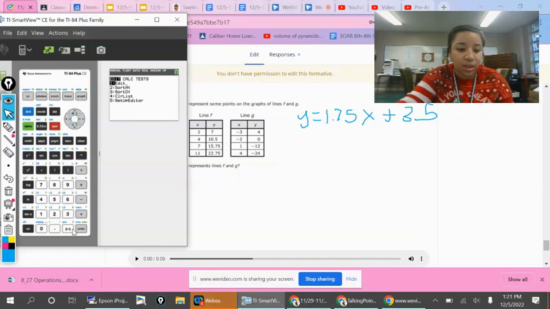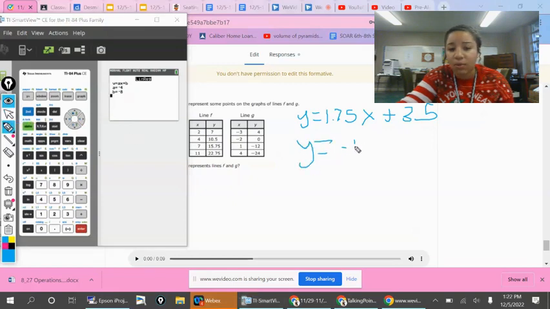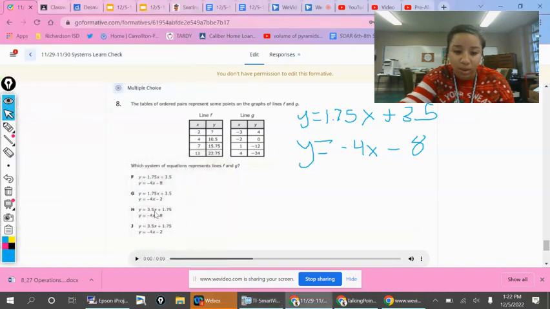We have stat, enter, enter. I'm going to go here. This would be -3, enter, -2, enter, go across, go up. This would be 4, enter, 0, enter. Then I do stat, calc, calc, 4, enter, enter, enter, enter. And then this equation would be y equals -4x minus 8. So now I got to go through and figure out what answer choice matches what.